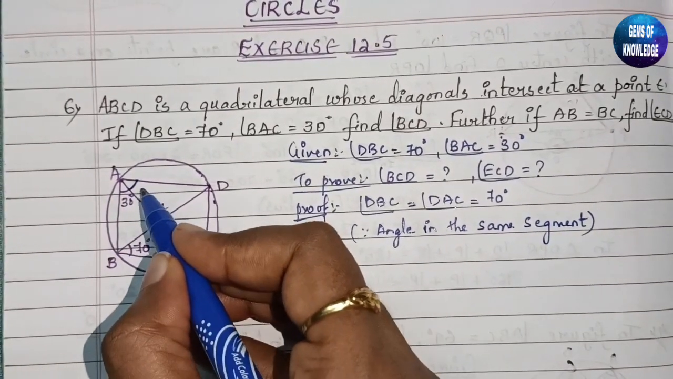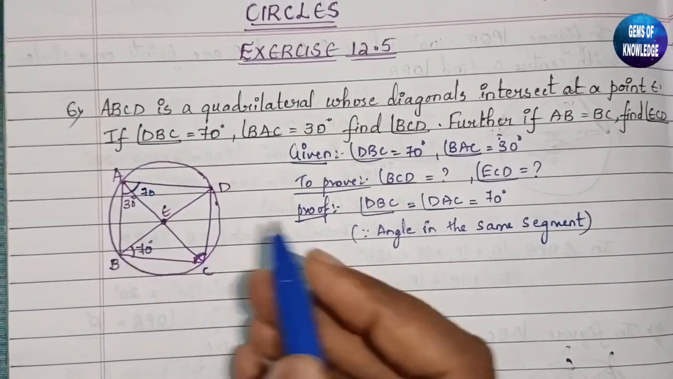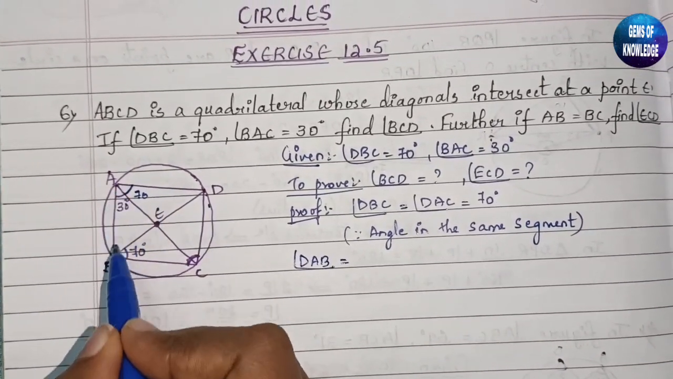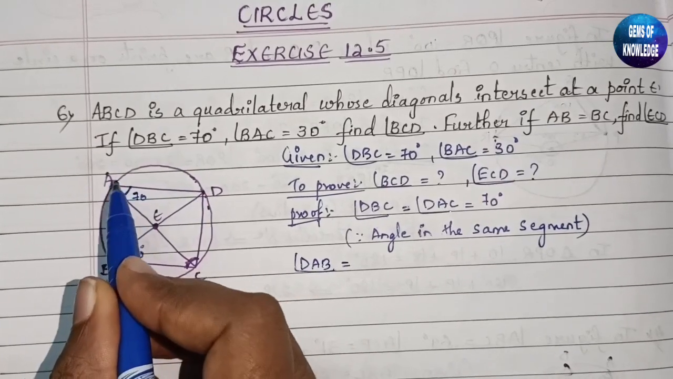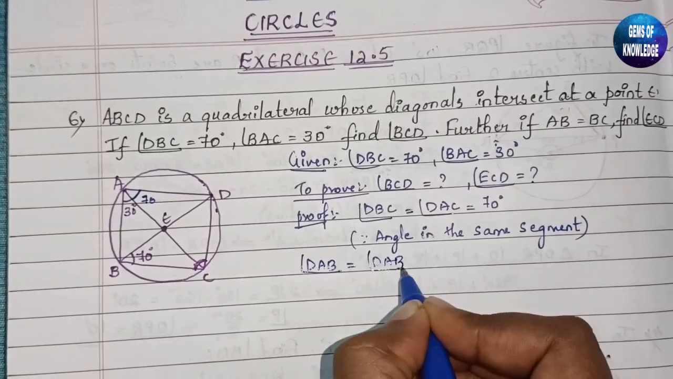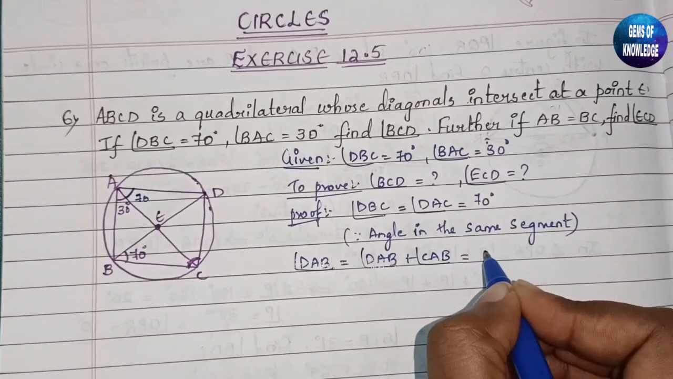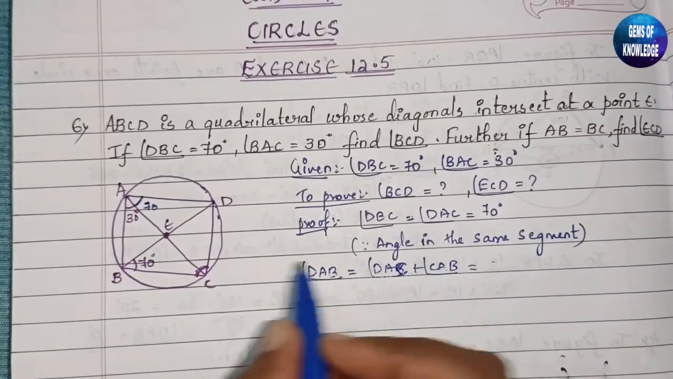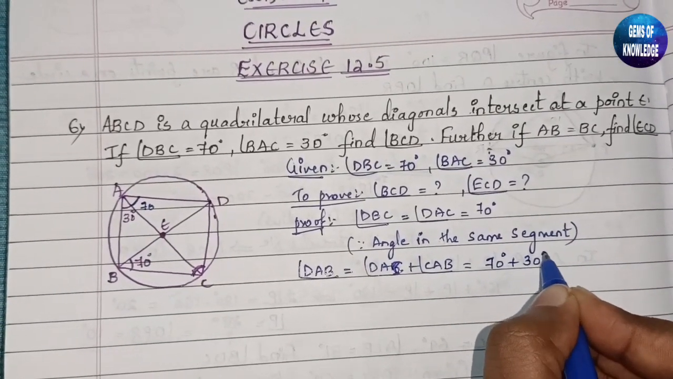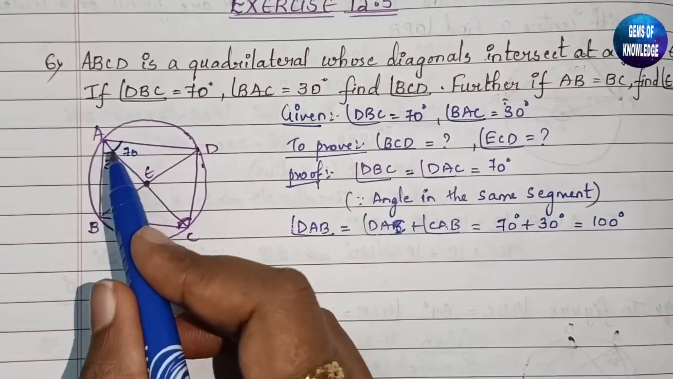Then, if we got this angle as 70 degrees, what we will do is add this angle DAB. Total angle DAB is divided into two parts, as you can see, DAC and CAB. So DAB is DAC plus CAB. This DAC is 70 degrees plus CAB is 30 degrees, so it is totally 100 degrees. This we got as 100 degrees.